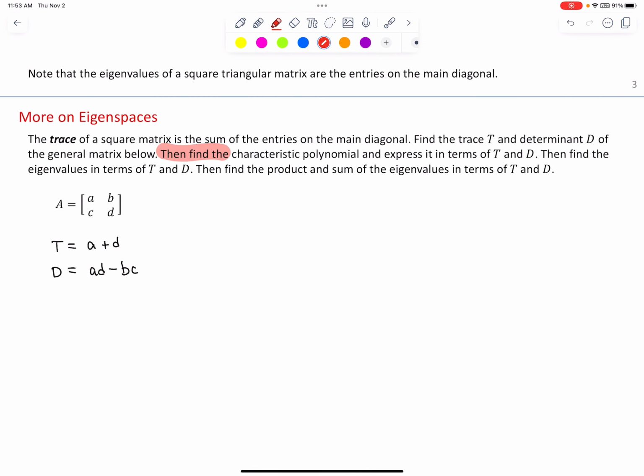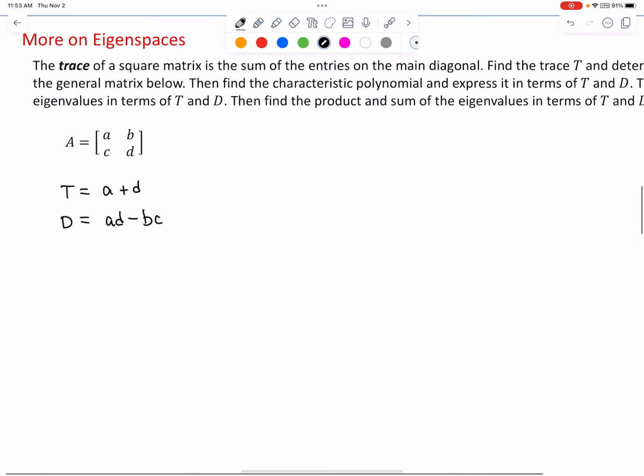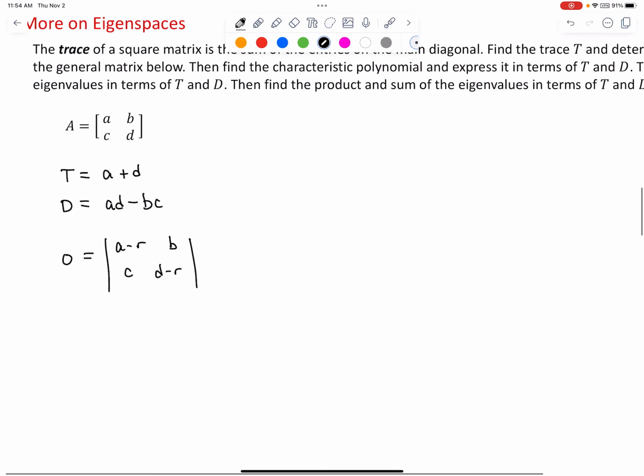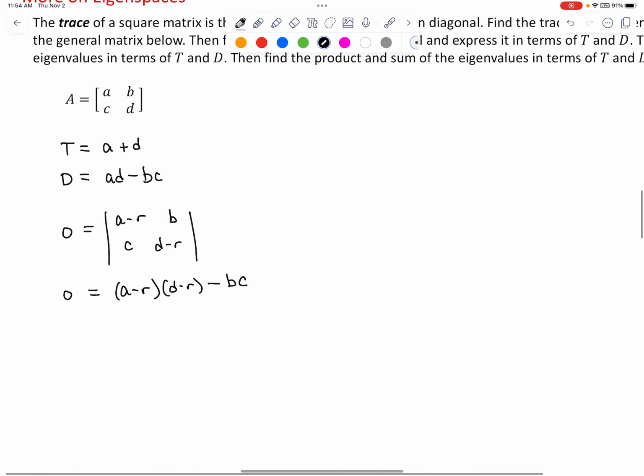Now let's read here. Then find the characteristic polynomial and express it in terms of T and D. We'll set up the characteristic equation here, which is 0 must be equal to the determinant. Remove r from the main diagonal, leave the other two entries the same. So we get 0 must be equal to a minus r times d minus r, and then minus b times c. Go ahead and FOIL this expression. We have 0 is equal to, this will give us r squared minus ar minus dr plus ad. And then we have the minus bc still.